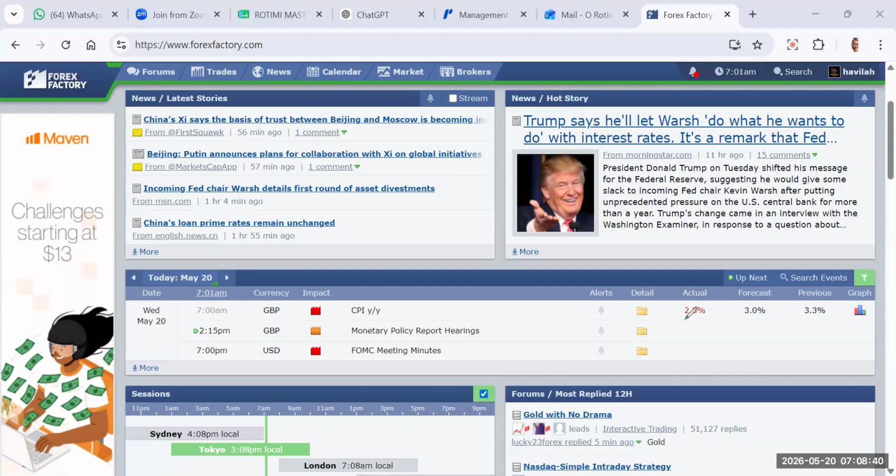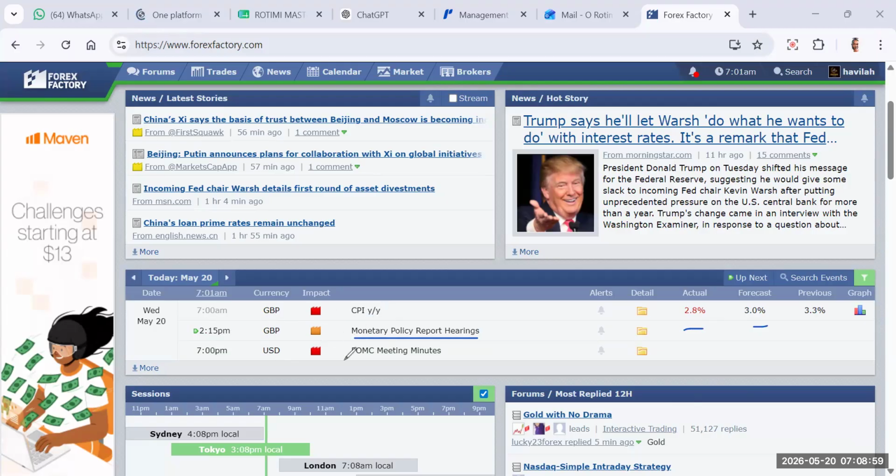One already got released, and that's the CPI from the United Kingdom, though it's not really moving the market as such, but we'll still check it out. And later today by 2:15 p.m., there will be monetary policy report hearings. This will be a report from the United Kingdom beginning by 2:15 p.m. It might move the market.